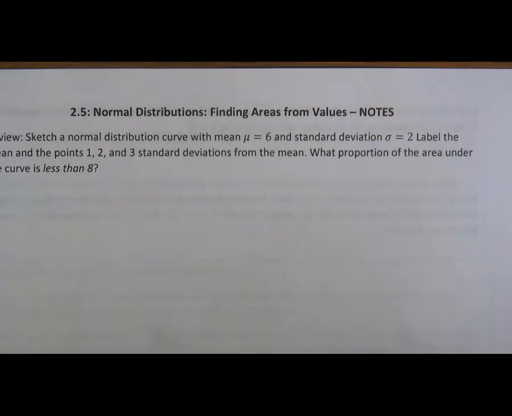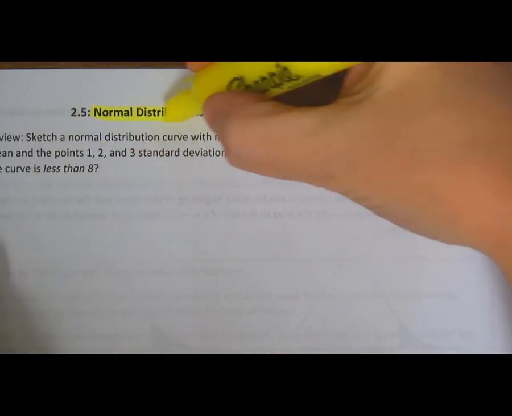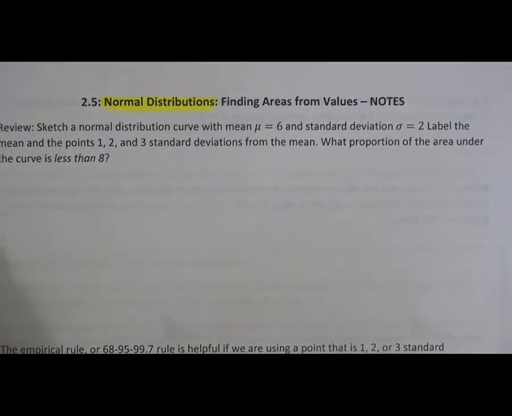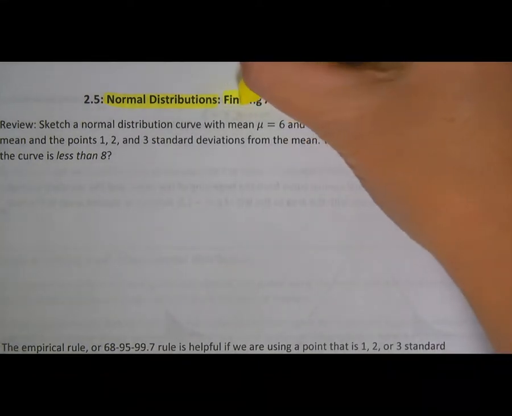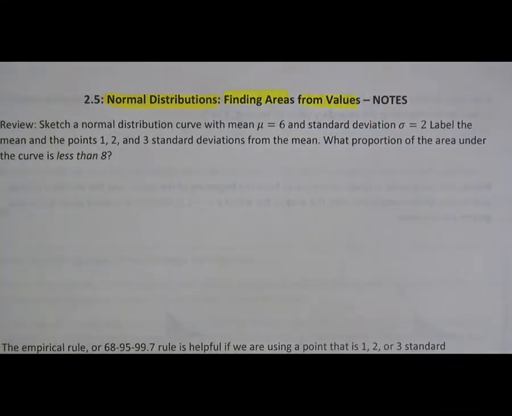So the title of today's notes, we're going to be dealing with normal distributions again, that bell-shaped curve. We're going to look at a really specific type of normal distribution today and how to find areas under the curve if given a value on the horizontal axis. It's kind of the whole idea of today.